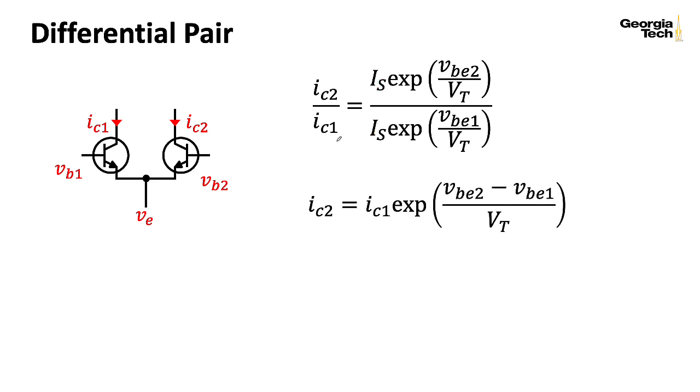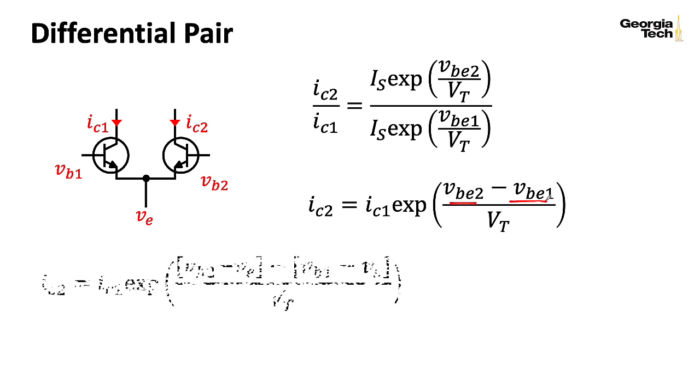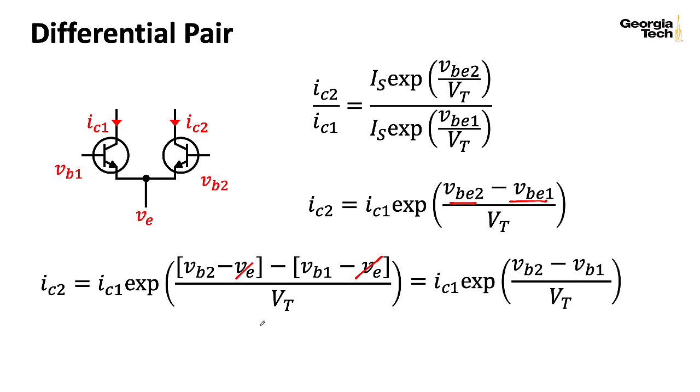So I can take IC1, move it up to the numerator on the other side by just multiplying both sides by IC1. And I can combine the exponents by realizing something like e to the a over e to the b is e to the a minus b, just by the algebraic properties of exponents. So now I have the difference of the base emitter voltages. But if I write this out explicitly, I see that the emitter voltages wind up canceling. I have plus VE from the second term, and then I'll have minus VE from the first term. So those go away. And what I really have is the difference between the bases.